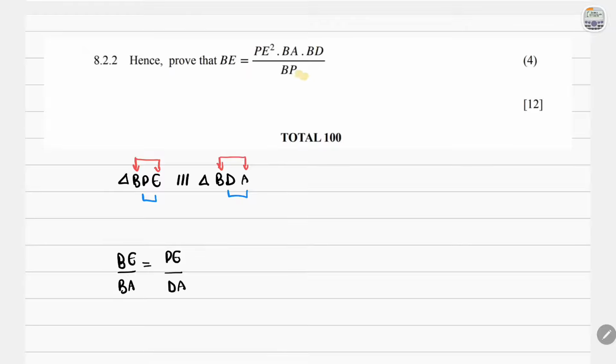There's 1, 2, 3, 4, 5 lengths that they're referring to. We've got PE, but it's PE squared, so there's probably another PE. We have BE, we have BA, and we have BD. So where did BP and the other PE come from? Well, really BP. Before jumping to the conclusion that they used another triangle, let's see.